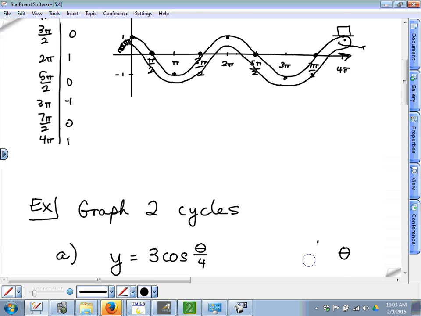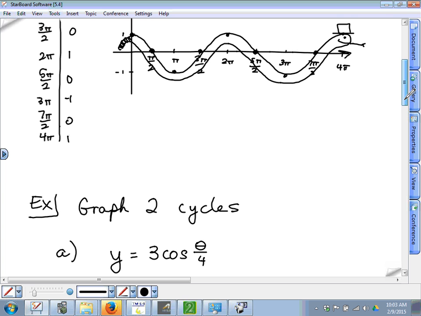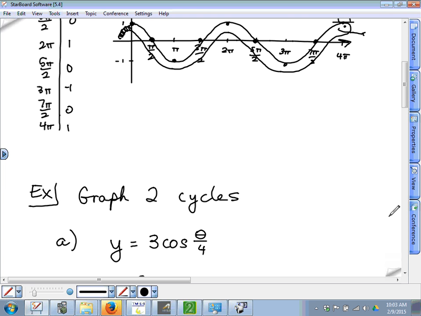Let's graph two cycles of the cosine function. We're almost there, guys. We're down to 5 minutes. Let me ask this one more time. What's the biggest difference between cosine and sine? Cosine starts at the top of its amplitude, at 1. The sine starts at 0. The cosine starts at the top or bottom. Those are the biggest differences you need to remember.